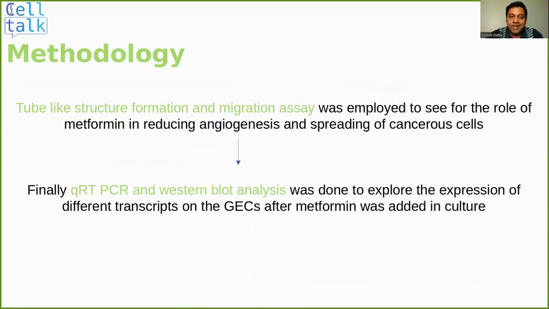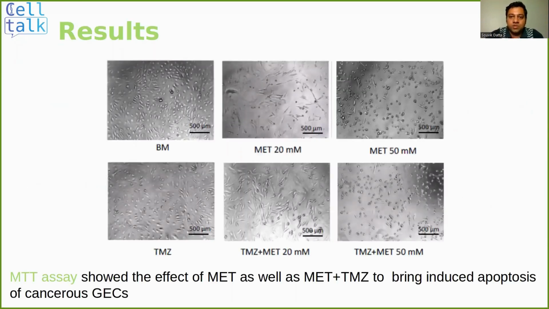Finally, they have come up with another assay called the tube-like structure formation and migration assay to see the spread or the angiogenesis of these modulated GECs, or the glioblastoma endothelial cells, in vitro or in culture media. And ultimately they tried different kinds of mRNA transcriptomic approaches like RT-PCR to find the expression of genes in the cells that may lead to the finding of the molecular mechanism behind the arrest of such cancerous cell propagation. So let me directly come to the results part.